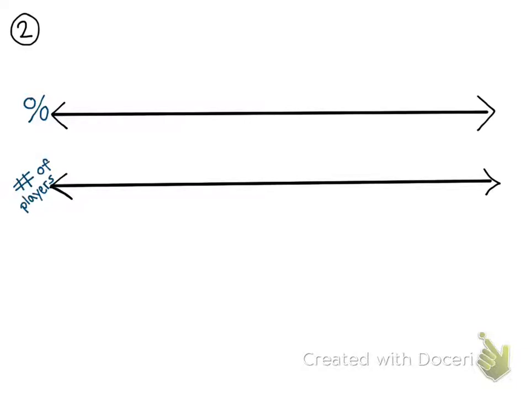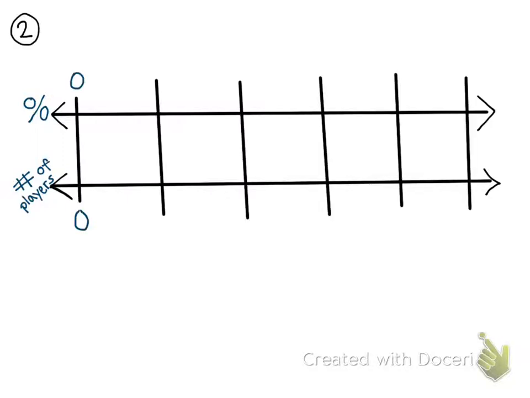Okay, so what else do I know? I know that there are a total of 25 girls. When I start my double number line, I always start with 0, and I'm going to increase by 5 till I get to 25 because there are a total of 25 students. Since the total is 25, 25 out of 25 is 100, so I know to label that 100%.